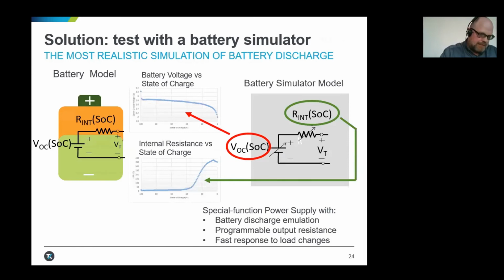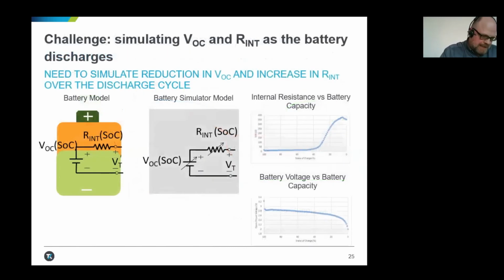Using a battery simulator, you can emulate a battery's internal resistance with a programmable output resistance, and you can emulate the battery's open circuit voltage with the simulator's variable voltage output.